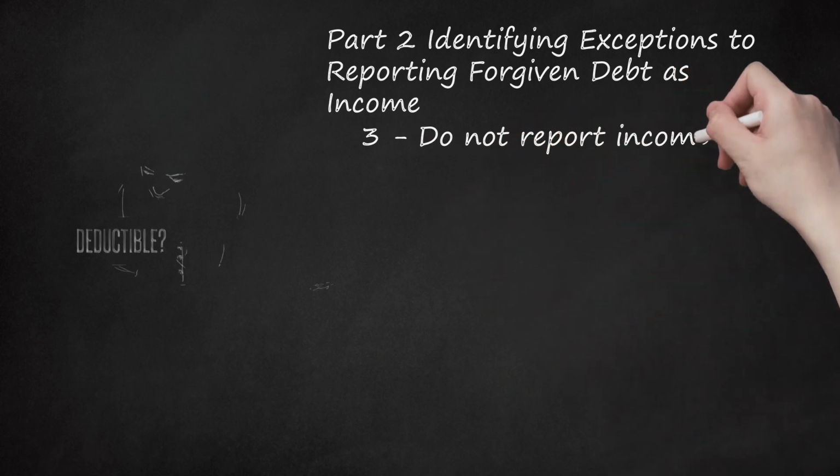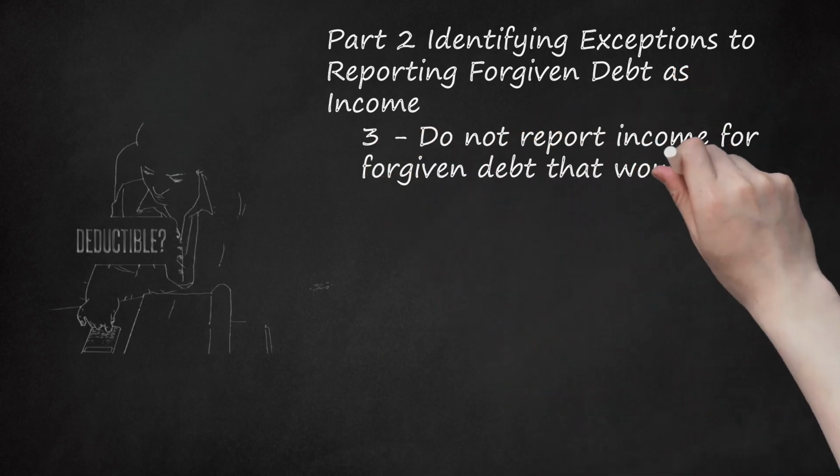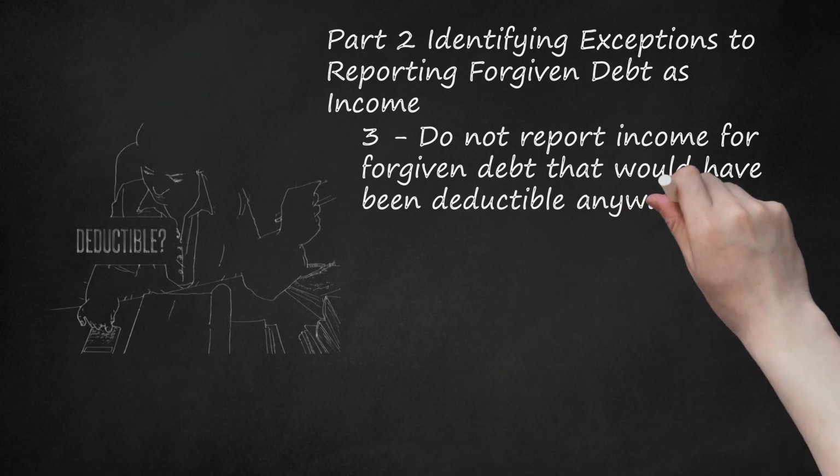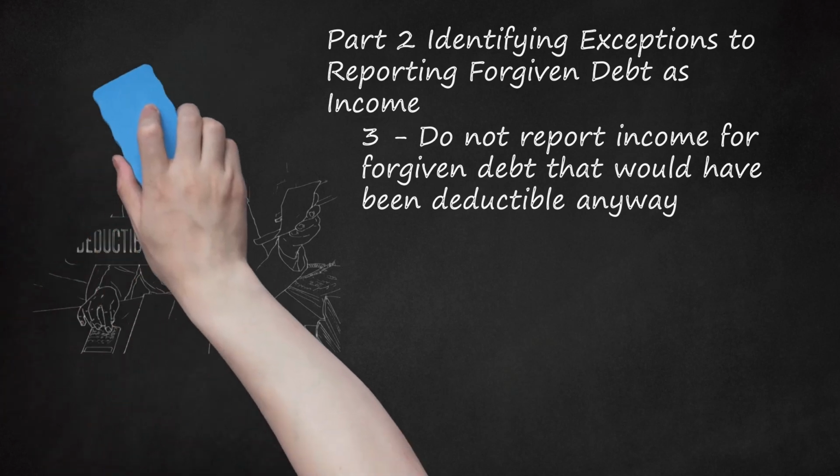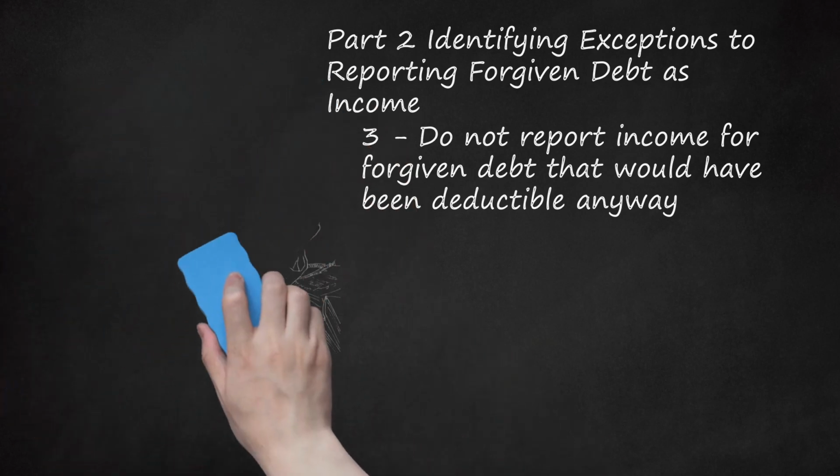3. Do not report income for forgiven debt that would have been deductible anyway. Some payments for professional services, such as accounting for tax preparation, can be deductible. If your accountant forgives some of the debt you owe him, you may not have to report the forgiven debt if you would have deducted the amount anyway.